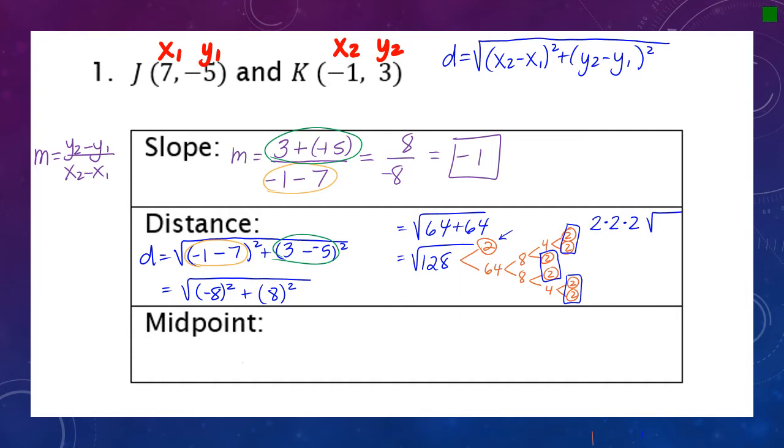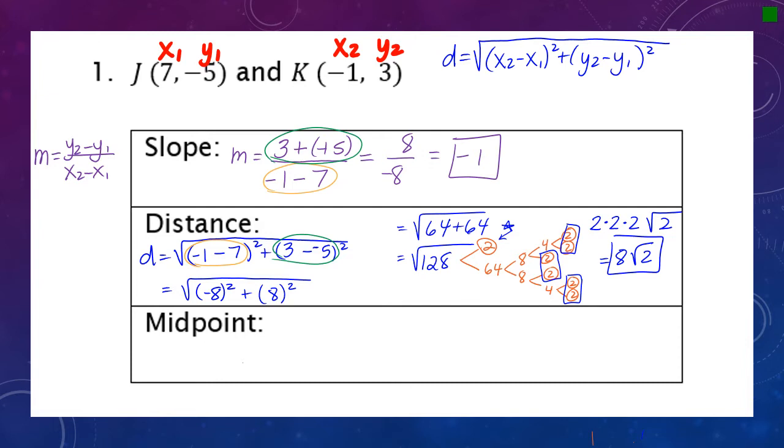And then this 2 that I had the arrow by over here is going to stay under the radical. So now the last thing left to do is multiply 2 times 2 times 2, which is 8. And then you have square root 2, so that's our final answer.